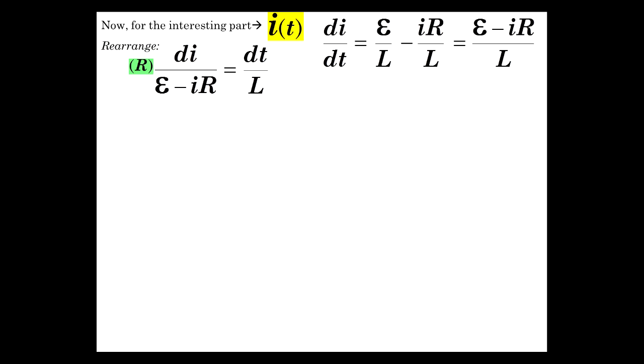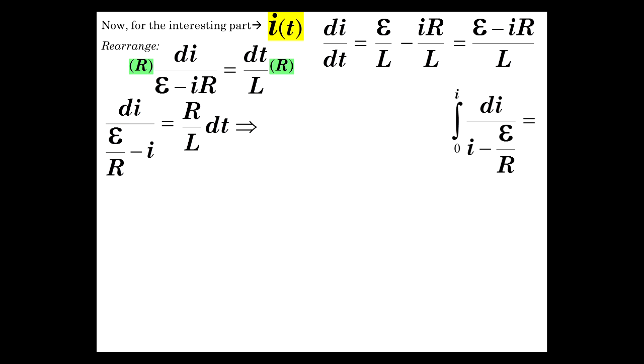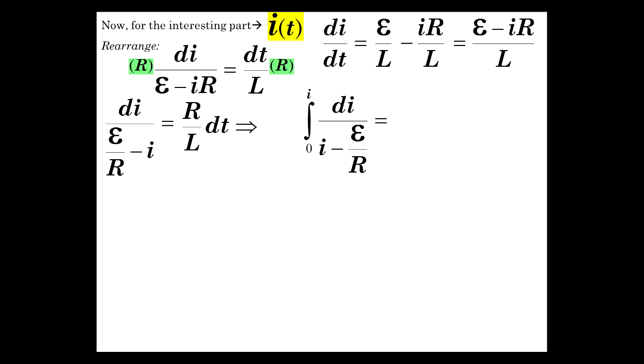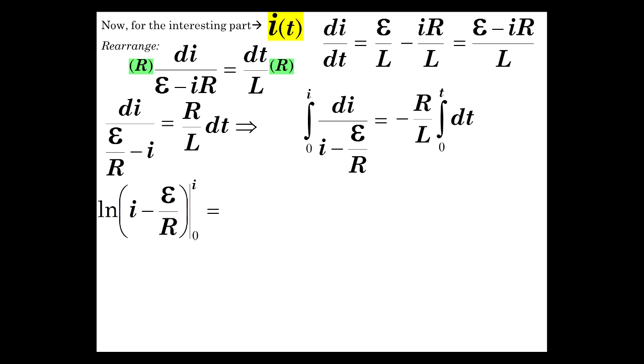Good step. I'm going to multiply both sides by R to get I by itself, so I can more easily see what the integral is going to be. dI over EMF over R minus I, should be the same thing, right? Is equal to R over L dt. So now we're ready to integrate. From 0 to I of the first part equals minus R over L integral 0 to t dt.